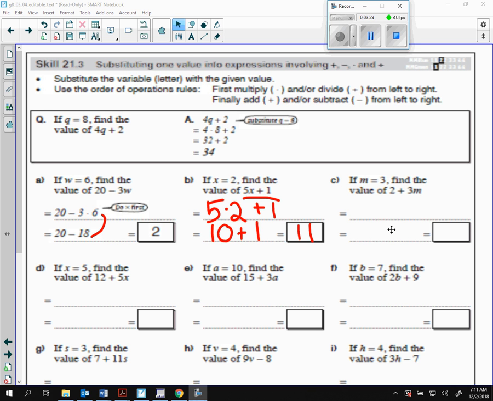So continue on with this and just substitute the variable that it gives you. So in this case, m equals 3. Instead of putting m, you'd put 3. Continue on practicing by substituting the variable for the value.